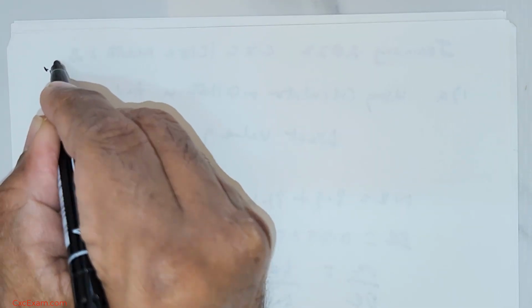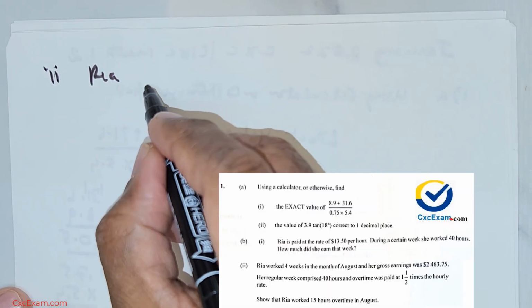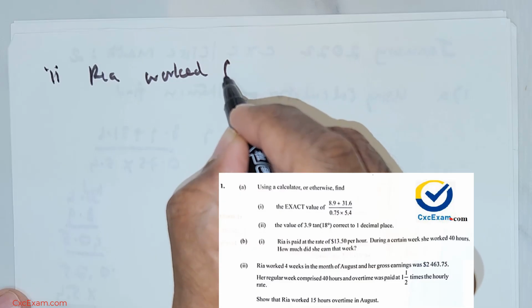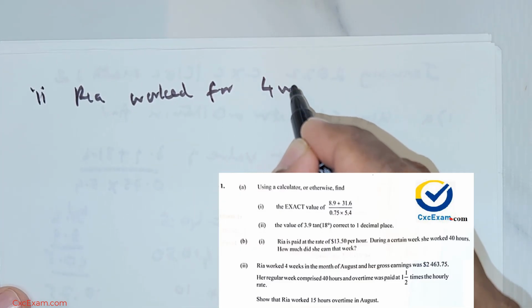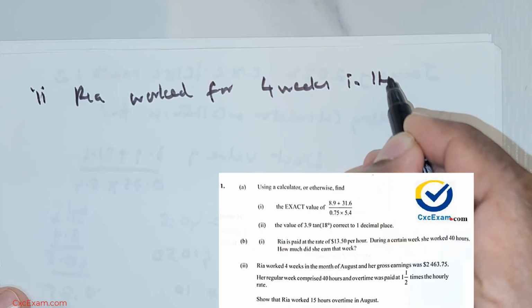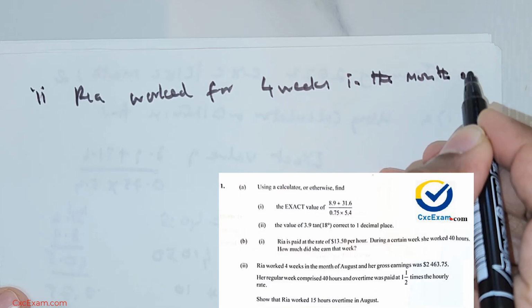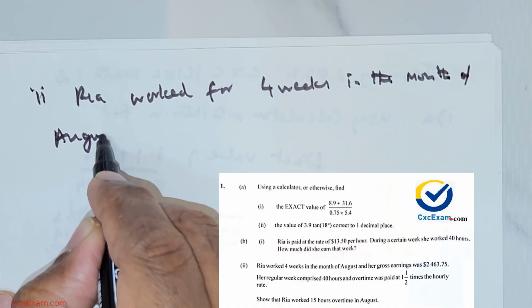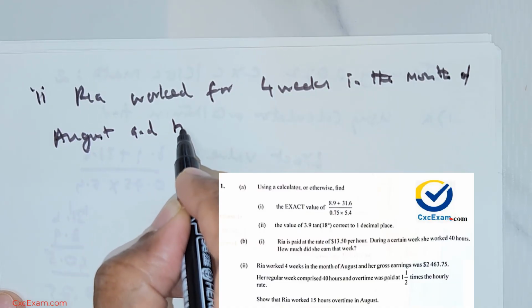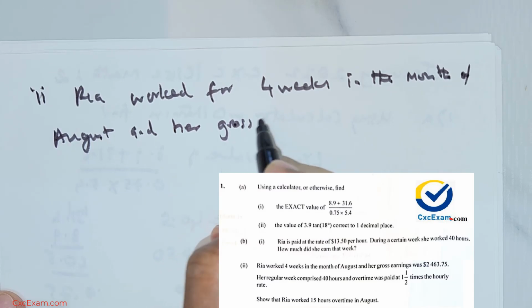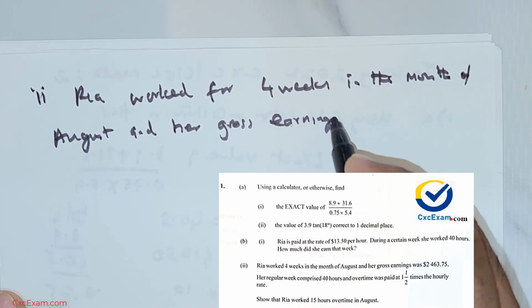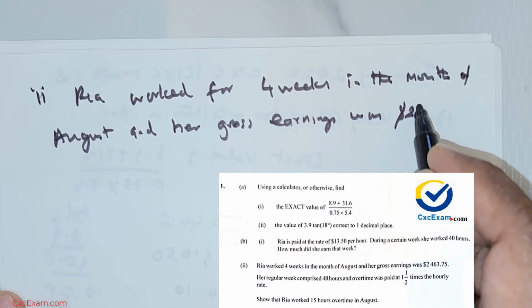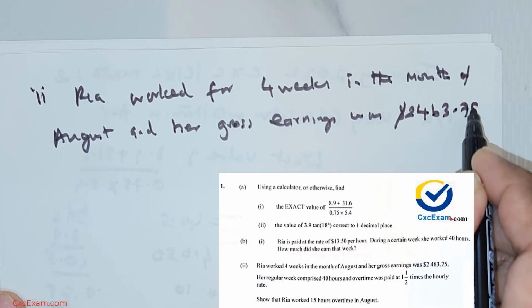Now let's move on to do the next question. So let me write that down there. So question 2, Ria worked for 4 weeks in the month of August, and her gross earnings was $2463.75.